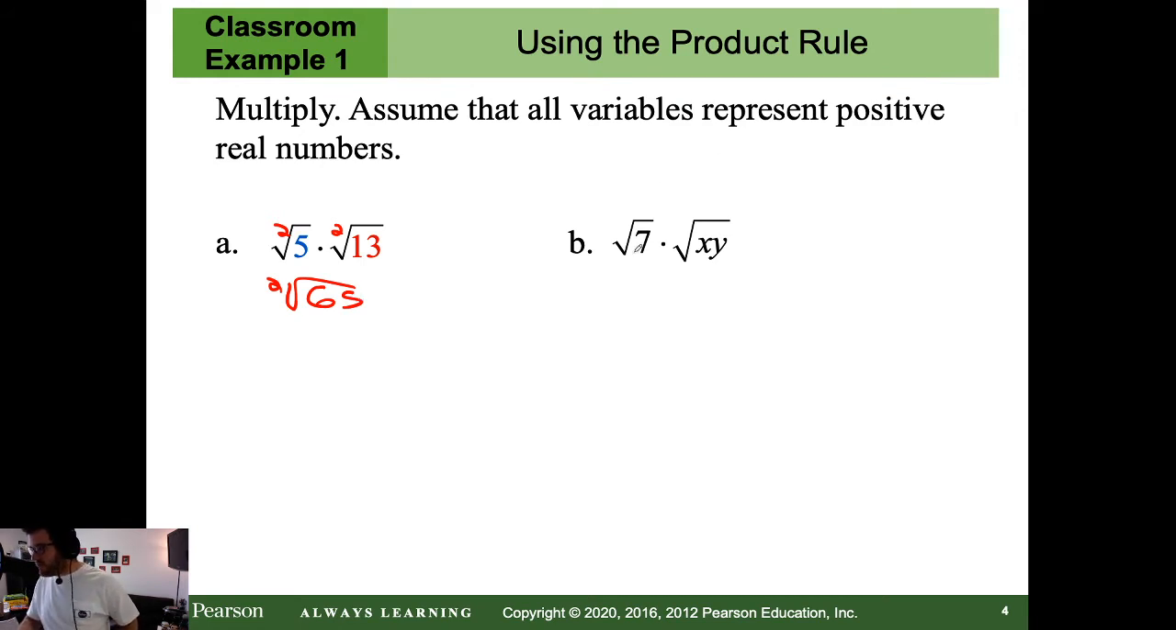Same thing with this one, because you have an index of 2, you could just say that it's the gigantic square root of 7xy. So that's all it's saying, is that you can do that.